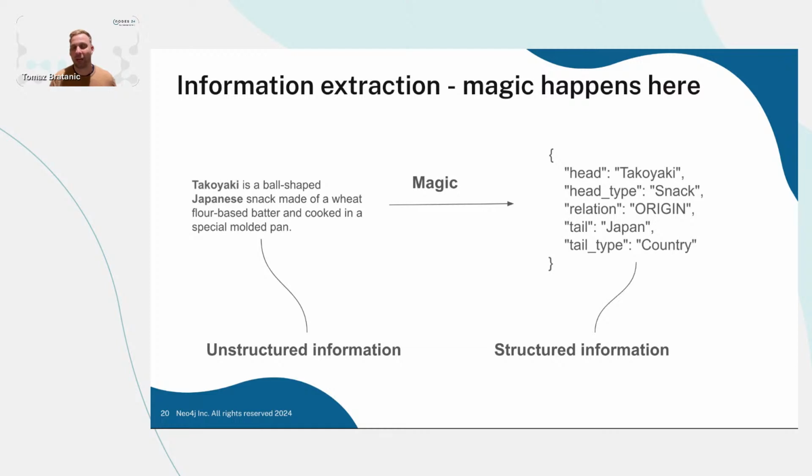And as mentioned, basically the whole magic of information extraction is that you take some text, some magic happens, and you get a nice JSON. So basically you get nice structured information.